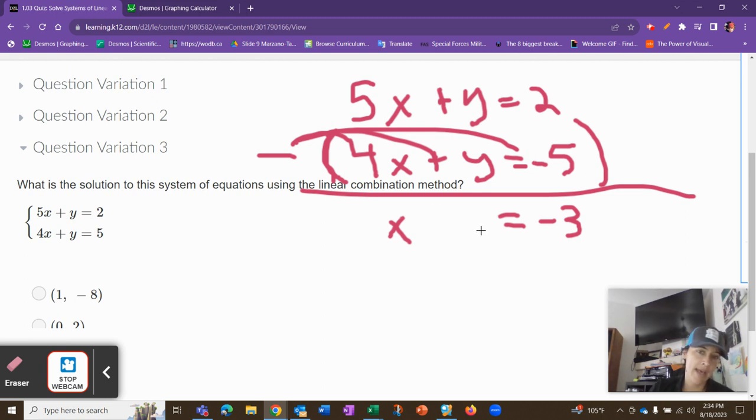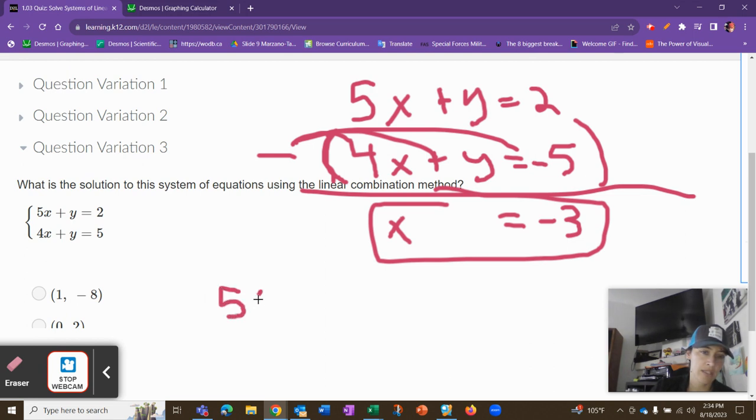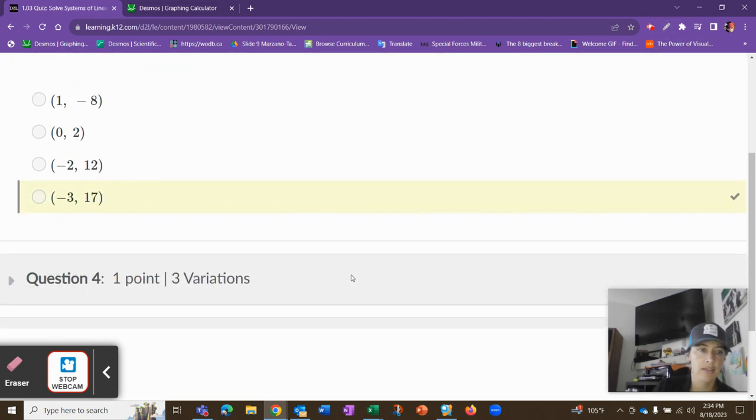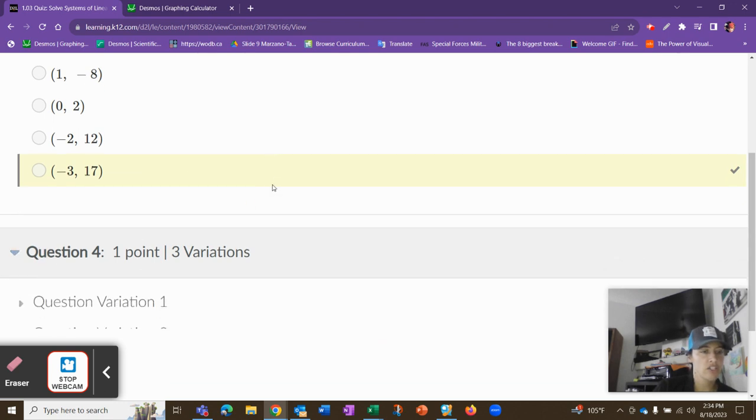Okay, so now once you have the linear combination method, you get one variable by itself. You just pick an equation. I'm just going to pick the top one. You substitute it in, and then you solve for your missing variable. That's -15 plus y equals 2. We add 15, so y should be 17. 2 plus 15. Y should be 17. There you go. Question 4, almost done.